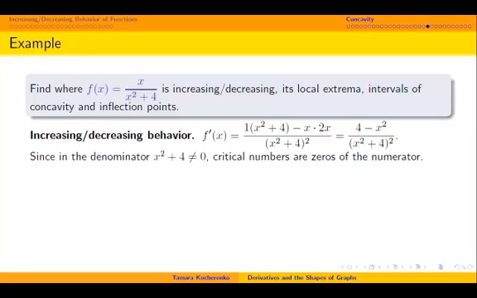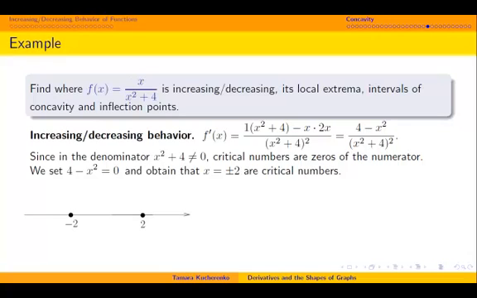Since in the denominator we have x squared plus 4, which is never 0, critical numbers are zeros of the numerator. We set 4 minus x squared equals 0 and obtain that x equals plus or minus 2 are critical numbers. They divide the x-axis into 3 intervals, from negative infinity to negative 2, from negative 2 to 2, and from 2 to infinity. Next, we need to select a test point in each of the intervals. We pick negative 3, 0, and 3.